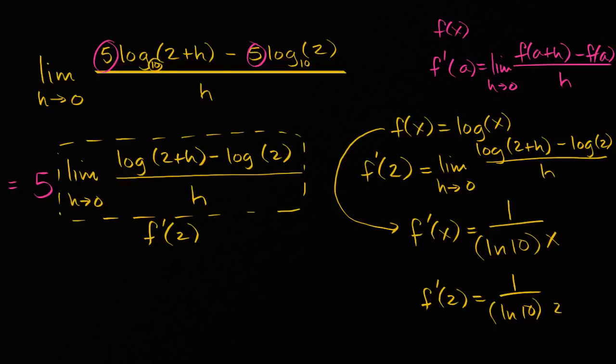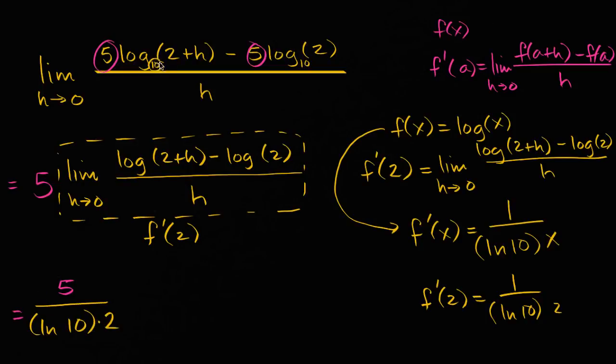So this whole thing has simplified. This whole thing is equal to 5 times this business. So I could actually just write it as 5 over the natural log of 10 times 2. Or I could have written it as 5 over 2 natural log of 10.